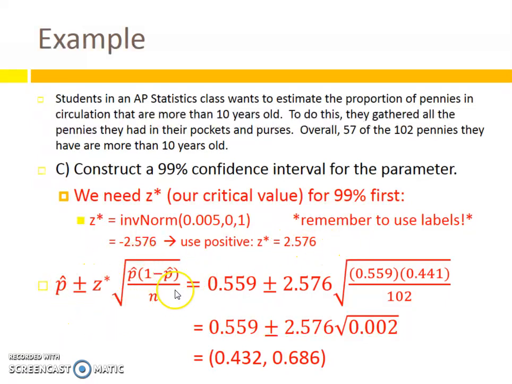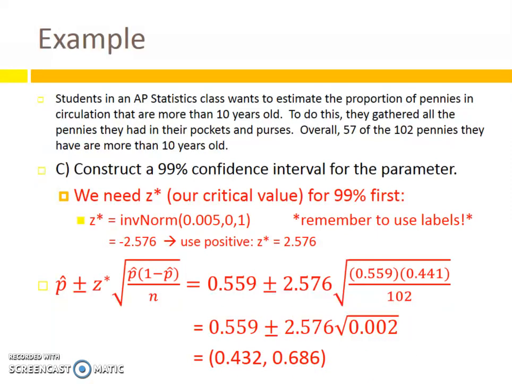And then we're just going to plug everything into this formula, right? 0.559, where did that come from? That came from dividing 57 by 102. That's my p hat. This right here is my critical value. There's that p hat again. Here's 1 minus p hat. And then here is my n, my sample size. I did this first as far as calculations go, or you could just do it all at one time in your calculator, and you end up getting, when you subtract it, 0.432, and when you add it, 0.686.